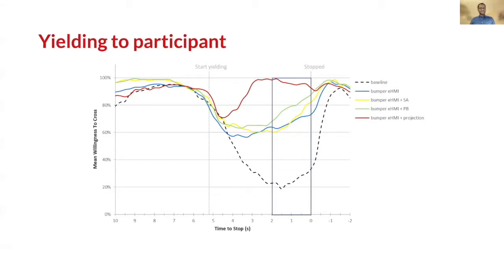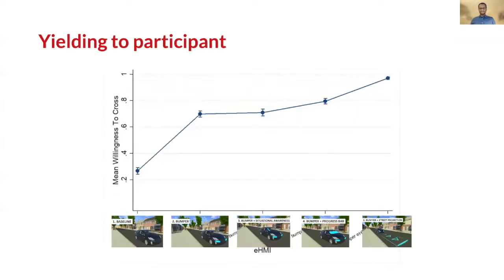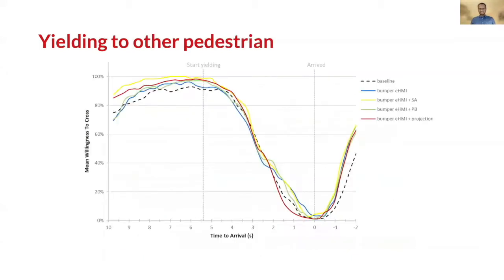While it is not surprising that the eHMI conditions perform better than the baseline no eHMI condition, note that the situational awareness and progress bar concepts did not perform much better than the plain old bumper eHMI. When we look at the average willingness to cross over the last 2 seconds, as shown in this graph, the discrepancy becomes even clearer. So clearly, not all distance-dependent contextual eHMIs performed equally well. We will come back to this later.